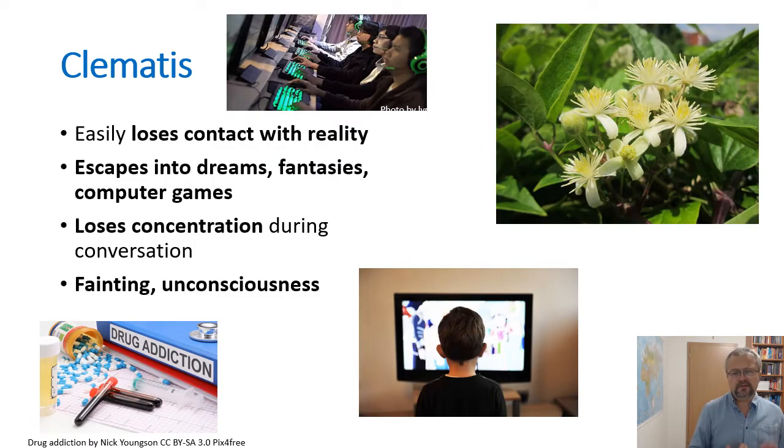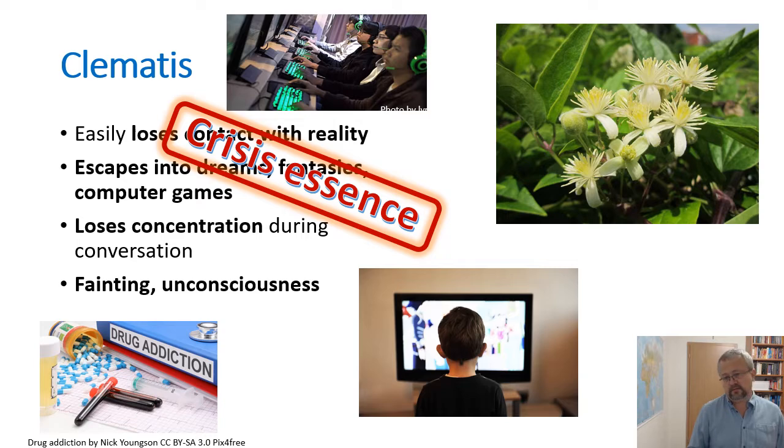Clematis easily loses contact with the reality and escapes away in the thoughts, in fantasies. You can observe it that she speaks with you and suddenly she loses the sentence. She interrupts the sentence and she doesn't know how to continue, or she doesn't answer your question. Physically, she may easily faint or lose consciousness, and that is why it is also included in Crisis Essence for acute state.